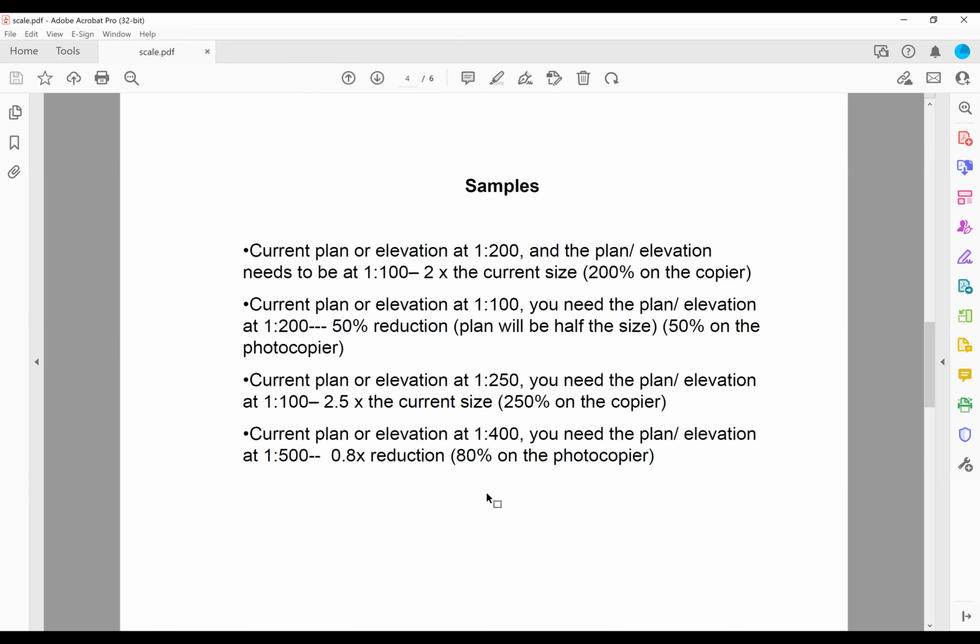So say we ask you to put that current plan that's at 1 to 200 at 1 to 100. Essentially, it is doubling the size, so it's 2 over 1. That's very simple math. On a copier, you would make it 200%. You blow that up, and now that plan is at 1 to 100.